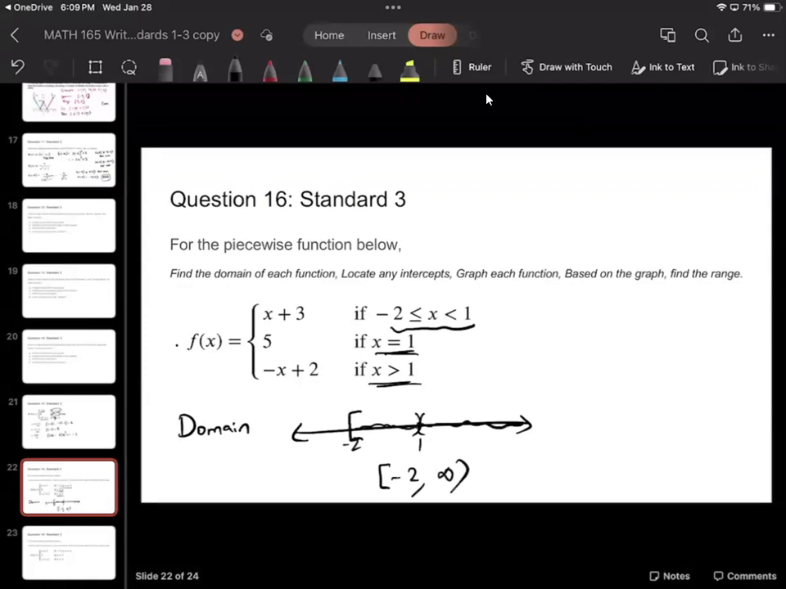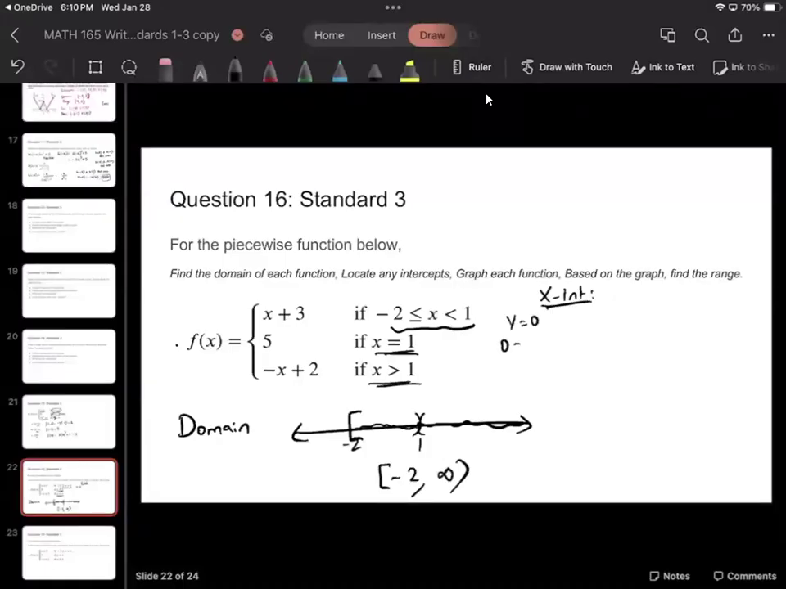Locate any intercepts. Okay. So to find the x-intercept, we have to make the y equal to 0. Remember, a graph can have more than one x-intercept, but it can have only one y-intercept. So the x-intercept can come from any of the pieces, right? Let's see whether the x-intercept comes from the first piece. To do that, what am I going to do? To find the x-intercept, I have to make the y equal to 0 and solve.